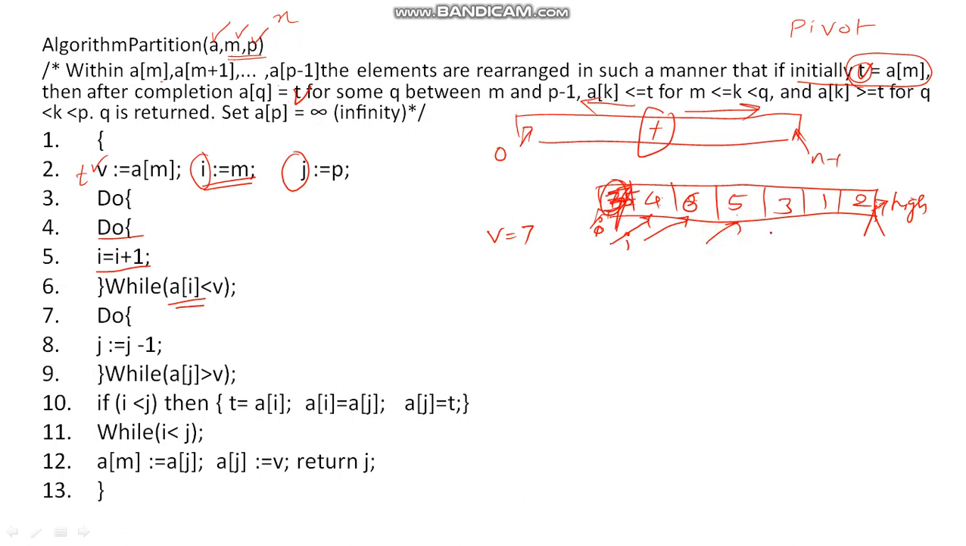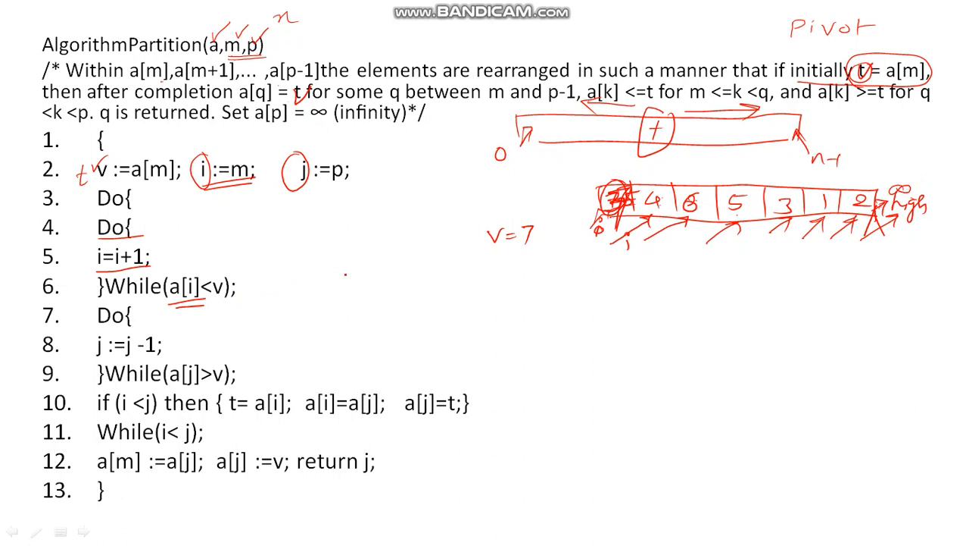i is equal to i plus 1. 3 is less than 7. i is equal to i plus 1. 1 is less than 7. i is equal to i plus 1. 2 is less than 7. i is equal to i plus 1. And I go to the next location, where there is an infinity location. Is infinity less than 7? No. So i will stay here.